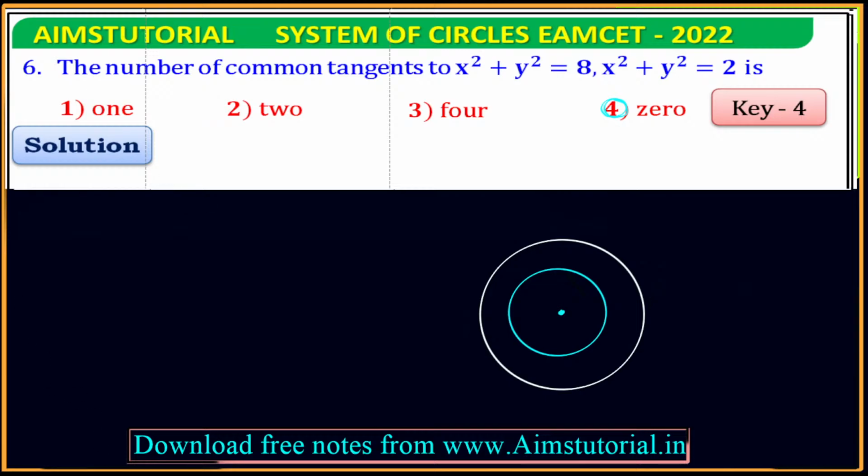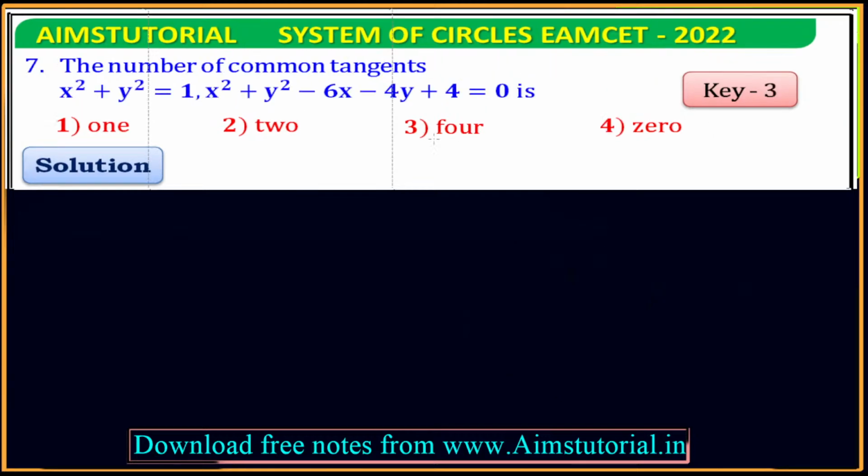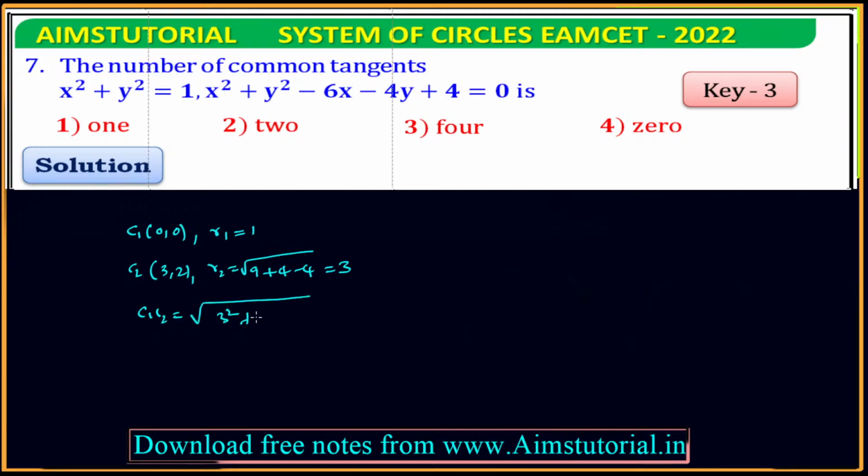Next one, the number of common tangents. First circle, center is (0, 0) in standard form, and radius R1 is 1. Second circle, center is (3, 2), and R2 equals root of 3 squared is 9, 2 squared is 4, minus 4, the 4s cancel, so 3. Next, C1C2 equals the distance between the centers, root of 3 square plus 2 square, that is root 13.